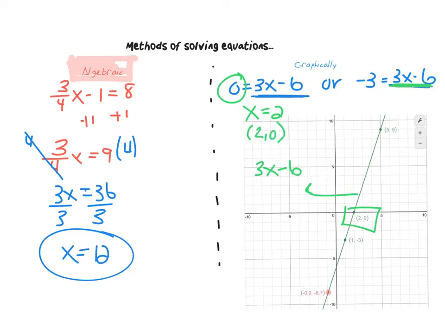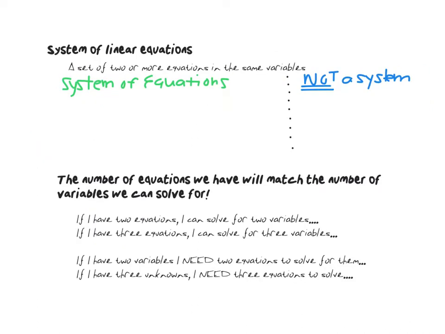Same thing, just as another example. When would this line be equal to -3? Well, here I can see the y value is -3 when the x value is 1. So we have different ways of finding the answers. We can do it algebraically. We can use graphs. Now, the new stuff we're working on is a system of linear equations.